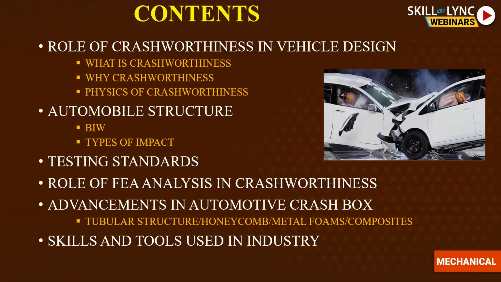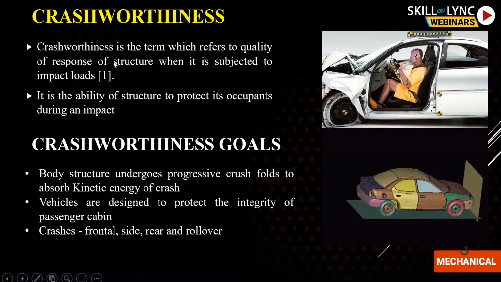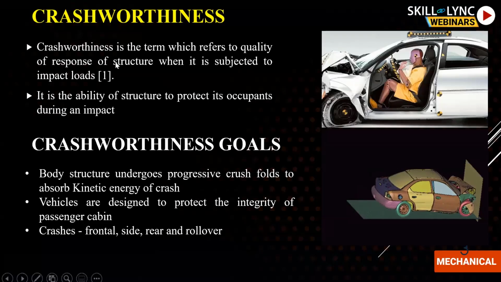Now moving forward, crashworthiness. This is the term that refers to the quality of a structure, how the structure is going to respond to an impact that is going to happen. That is called crashworthiness. It is basically the ability to protect the occupants during an impact. Here you can see a video being played where a car is impacted on a rigid wall, and you can see the response of the structure. This whole thing is called crashworthiness.